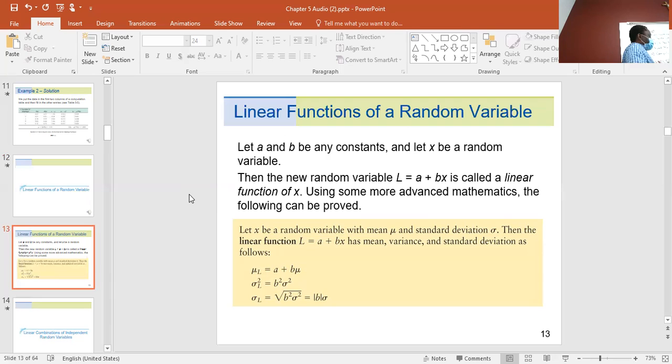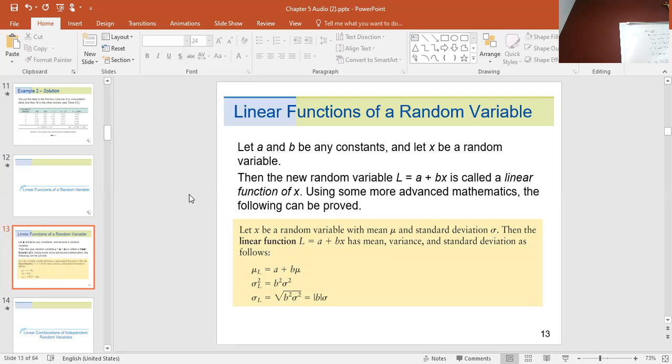So I did this so that we can review what mean, variance, and standard deviation is. But I want you also to understand how to interpret a problem, transform it into a random variable, and do the probability distribution. Linear transformation of a random variable.